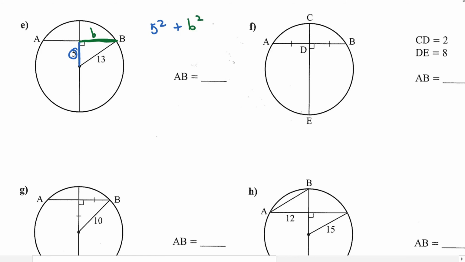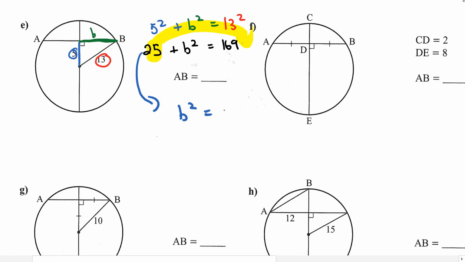So this is going to be b squared equals the hypotenuse, and my hypotenuse is going to be 13, so 13 squared. You have to do a little bit of work here once again to solve for the missing leg. So this will be 25 plus b squared equals, well, 13 squared is going to be 169. Then you take this 25 and bring it to the other side. I would have b squared equals 169 minus 25, and if I subtract 25 from that, I get 144.